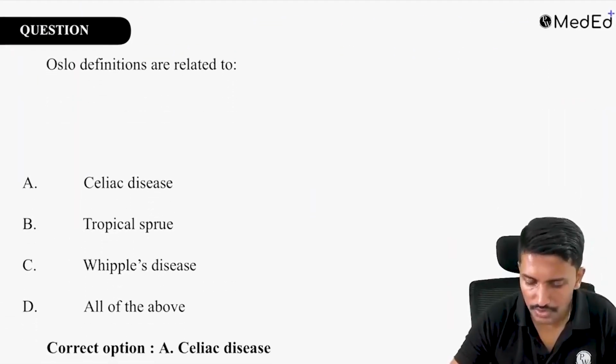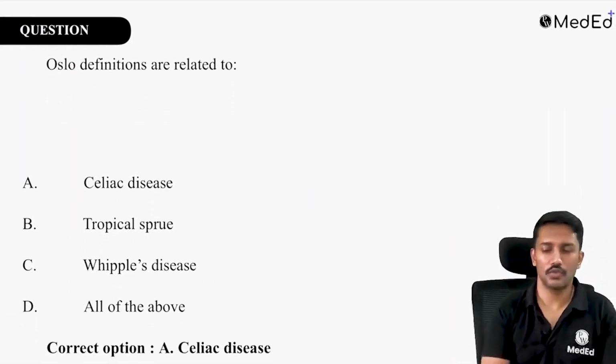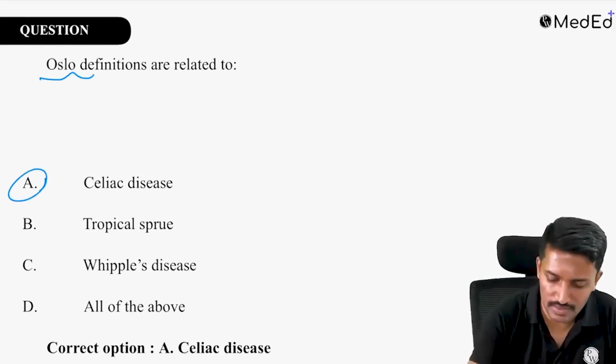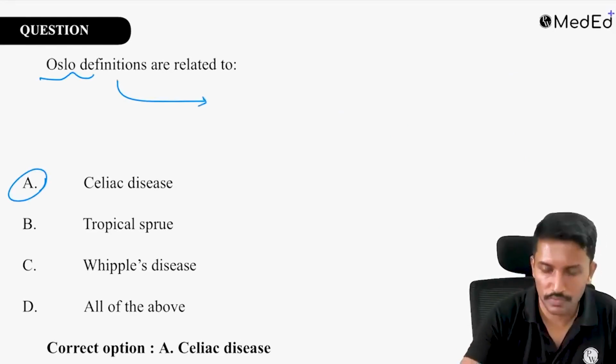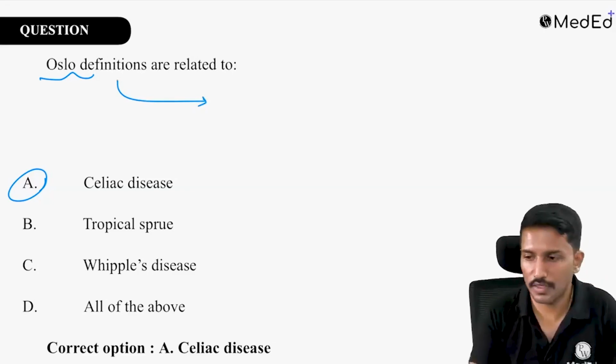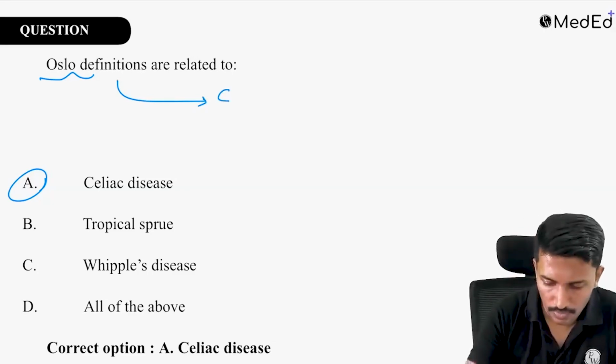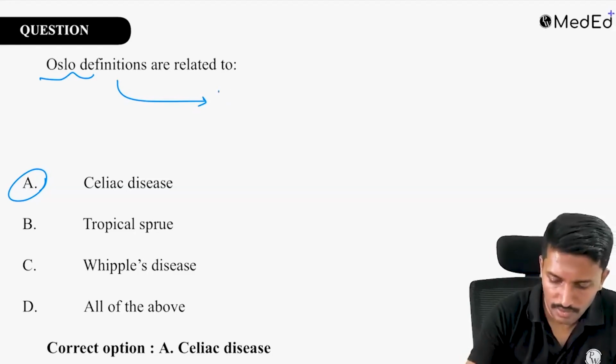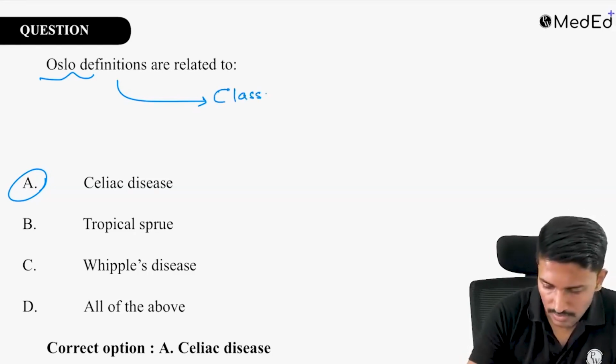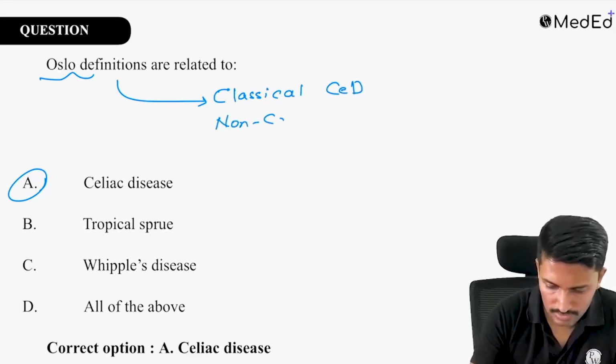Okay. Next question is Oslo definitions are related to. So basically, when you have patients with celiac disease, according to this Oslo definition, the celiac disease patients are classified into whether they're symptomatic or asymptomatic. If they're symptomatic, they're classified into classical celiac disease and non-classical celiac disease.